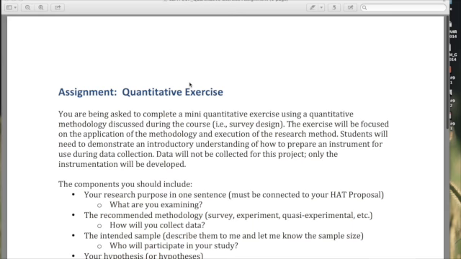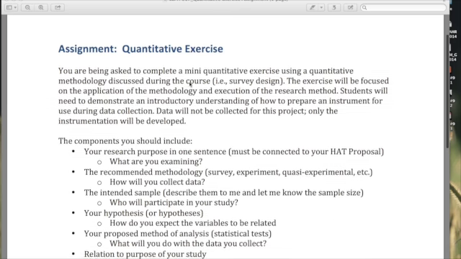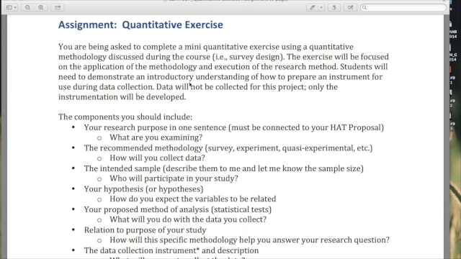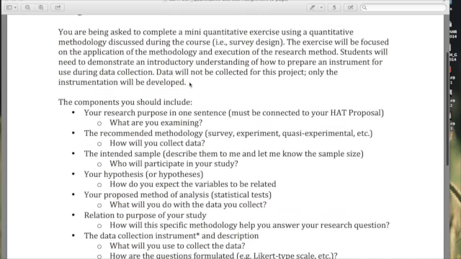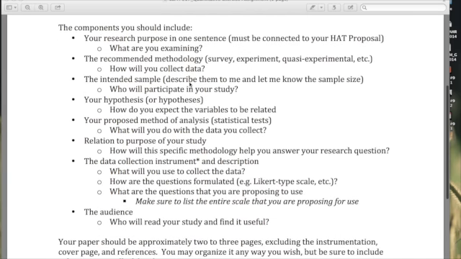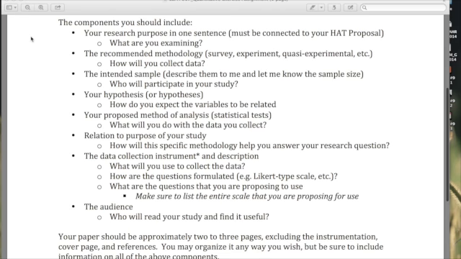Now, I'll tell you that instrumentation can be a lengthy process to develop. So we're taking only a small snapshot of this and the rigor that's involved in instrument development. But I want us to have an understanding of if we were in an organization and we had to do this, what would it look like for us to do this? There are some very specific components that you're going to want to focus on for this particular assignment.